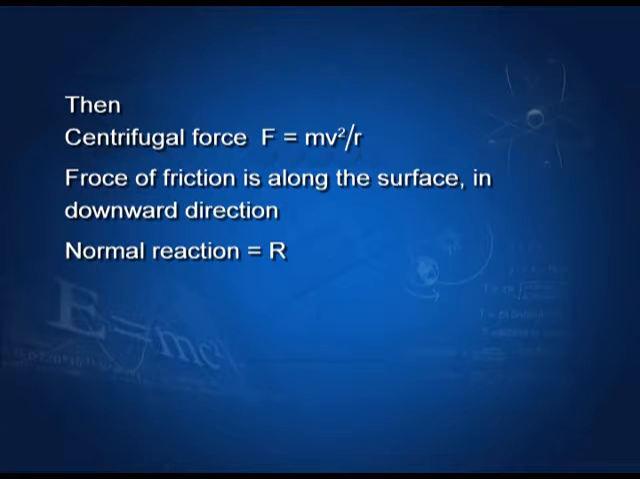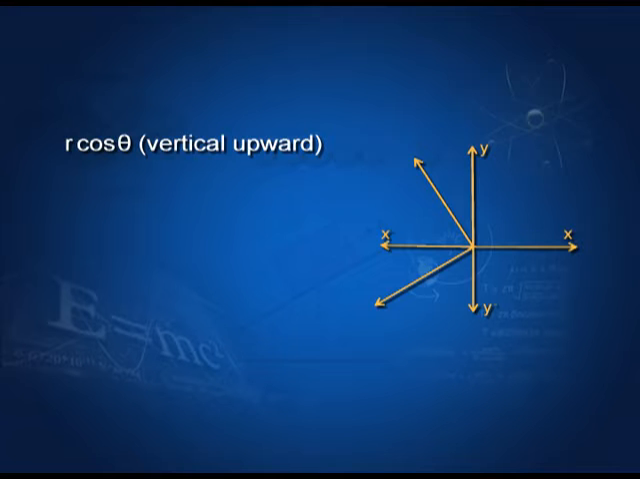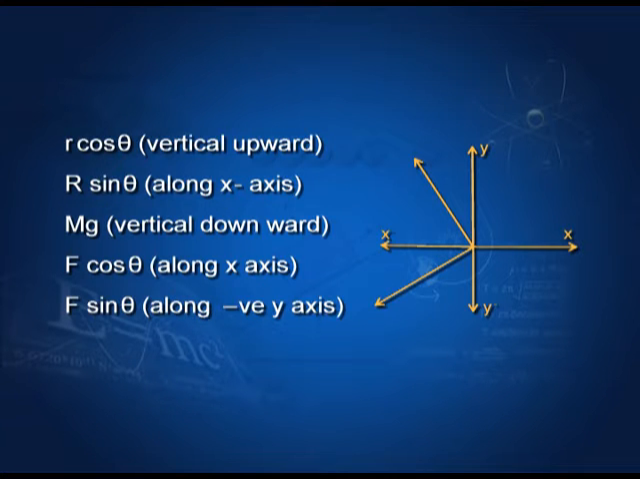The normal reaction offered by the ground is R. If we resolve this normal reaction into its rectangular components, we get R cos theta, acting vertically upward, and R sin theta, acting along the x axis. Weight mg acts vertically downward. F cos theta, obtained by resolving the force of friction into its rectangular components, is acting along the positive x axis. F sin theta will be acting in the negative y axis. mv square upon r is acting in the outward direction.